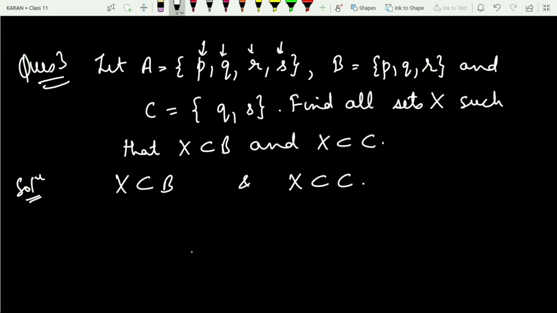You can easily see that A has 4 elements. So the total number of elements in the power set will be 2 raised to power 4. So the total number of elements will be 16. Similarly, in the power set of B there will be 8 elements, and in the power set of C there will be 4 elements. So let me write the power set of A.